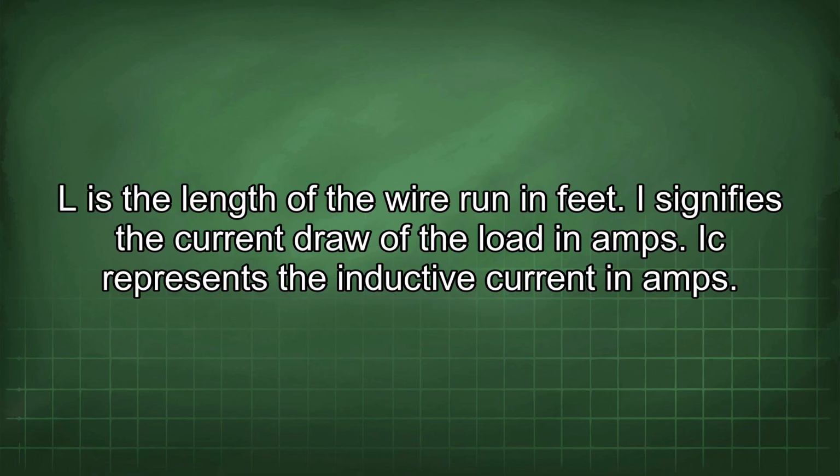L is the length of the wire run in feet. I signifies the current draw of the load in amps. IL represents the inductive current in amps.